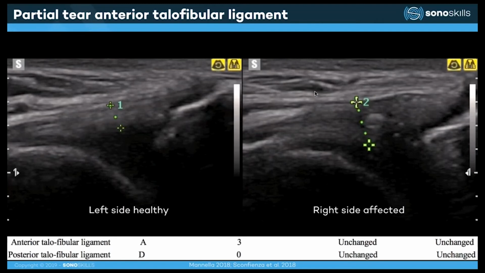by the ESSR consensus committee, and the posterior talofibular ligament is with a 0. So don't do the posterior talofibular ligament. I wouldn't do it. But definitely check the anterior talofibular ligament out, because you can see it very well. In this case, we can see that the right side is affected. The right side shows a hyperechoic part in the tendon, and shows also a partial tear of this ligament.